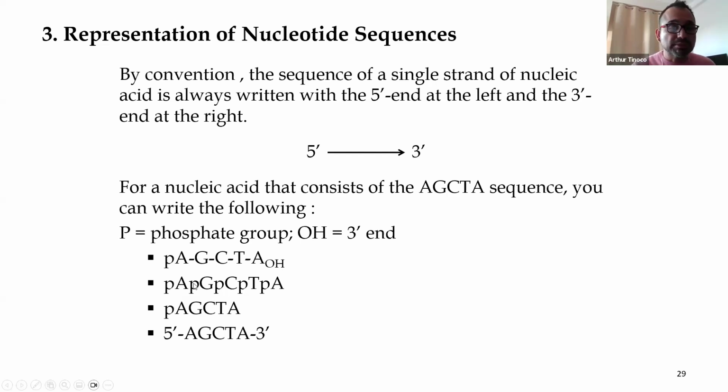You can be a little bit more specific in terms of indicating the phosphate groups that exist between these nucleotides. But more traditionally, you have something like this, where you have the 5-letter sequence, where you indicate that the beginning is the 5' end and the end is the 3' end. But these are understood to be equal in terms of their representation of how you would define the nucleotide sequence.